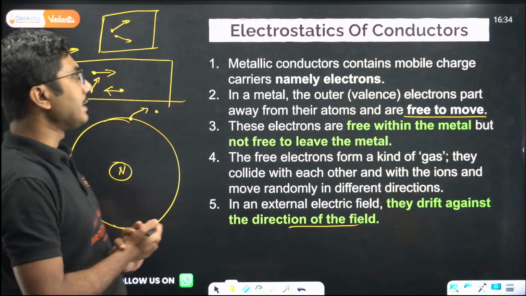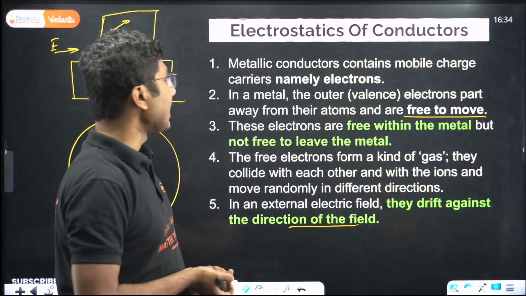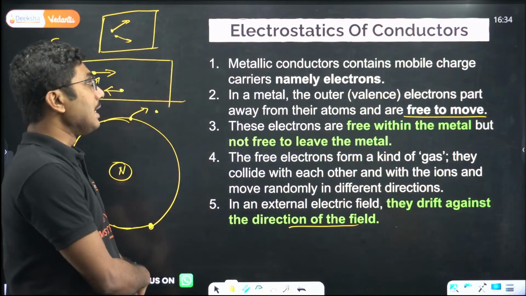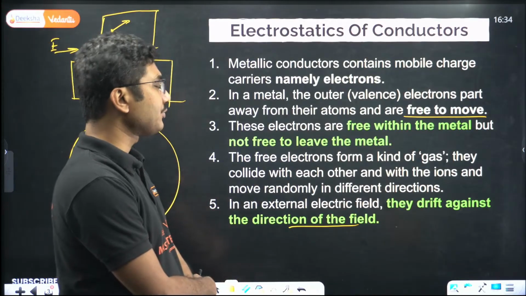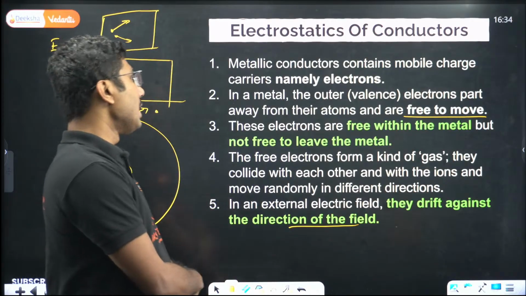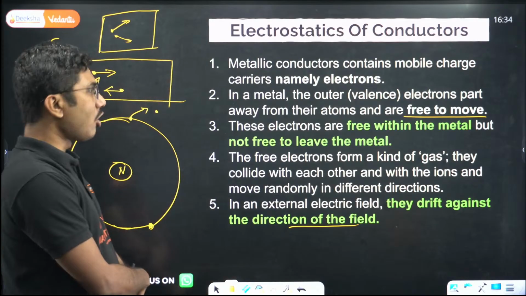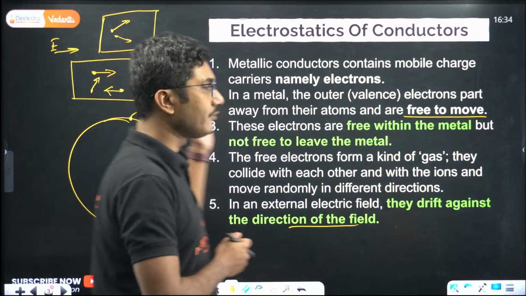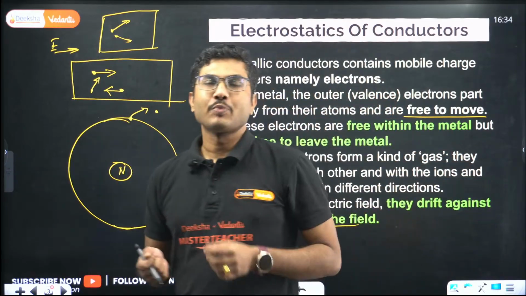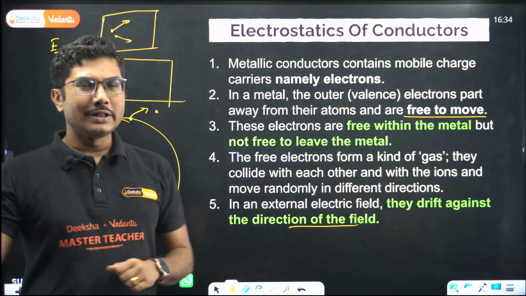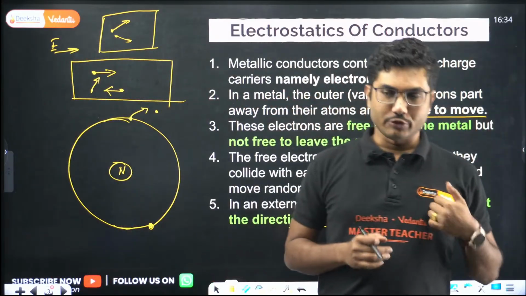So, electrostatics of conductors. Metallic conductors contain mobile charge carriers, namely electrons. In a metal, the outer or valence electrons part away from the atoms and are free to move. These electrons are free within the metal but are not free to leave the metal. So I gave you one example: your parents have locked you inside your room. So basically you can move within your house, but you are not allowed to go outside the house. So electrons are like that.